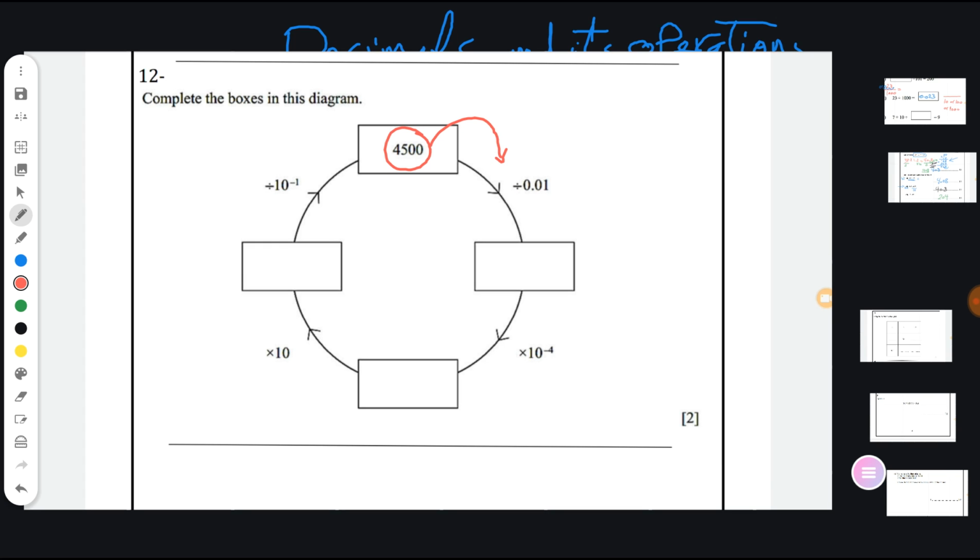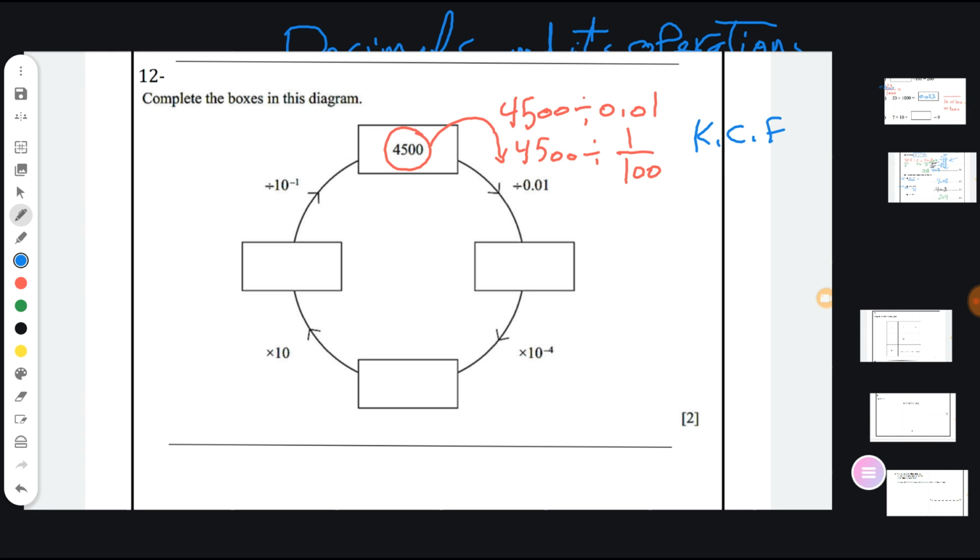What happened? We divide 4,500 by 0.01. If you write the decimal in the form of a fraction, it will be easy for you. So we can write 4,500 divided by, instead of 0.01, hundredths. We call this number hundredths, which means 1 over 100. In case of dividing a number, what do we do with fractions? Keep, change, flip. Keep, change, flip.